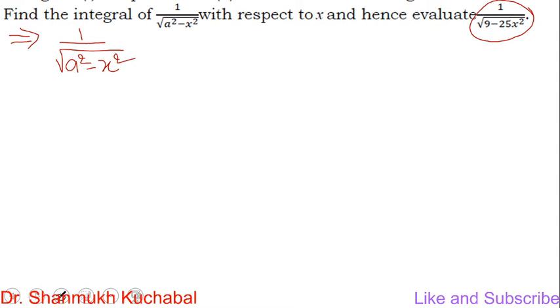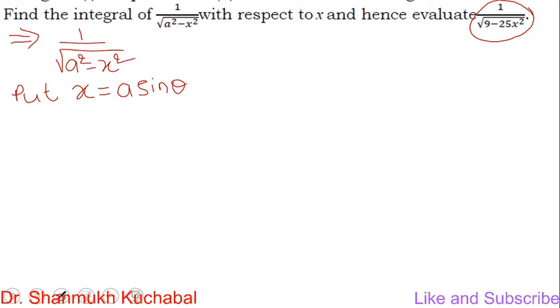Here we have to use the method of substitution. So remember, if the function is a square minus x square, then we have to put the value of x as a sine theta. If it is a square plus x square, then we have to substitute the value of x as a tan theta.